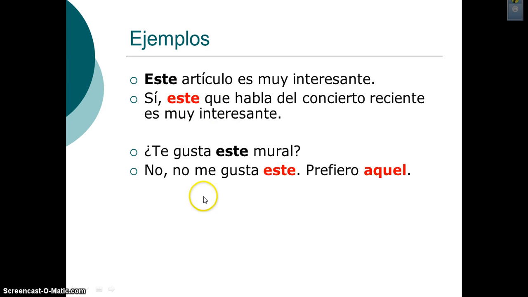Okay, so do you like this mural? No, I don't like this one. I prefer that one farther away. So everything is still agreeing with mural. Here we have the adjective agreeing, masculine, singular, but here we have our demonstrative pronoun closer, and then this demonstrative pronoun farther away. So oftentimes when you translate it, it will be this one or that one when you're thinking about it in English.